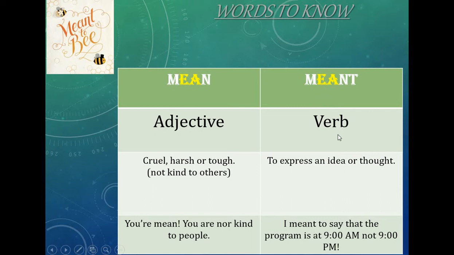Meant as a verb, it means I am expressing an idea or I am talking about an idea. I meant to say that the program is at 9 a.m., not 9 p.m. I meant, I expressed what I was about to say. It is something, an idea, or a thought from my mind.